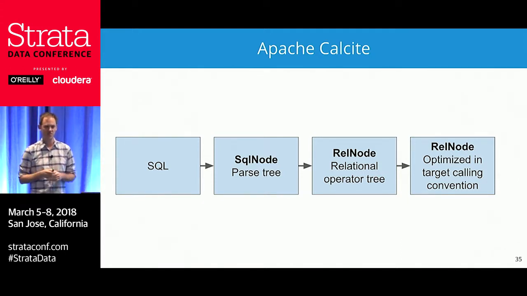The second step is converting that into some kind of operator tree. So not just the tokens of the parsing, but actual operators of what logically we're going to do in the data. So we become a logical operator tree. And then the final step is optimizing those operators based on the target calling convention. And the calling convention is a Calcite concept that just means where we're getting the data from and what's going to process it. So Druid is a calling convention in Calcite.